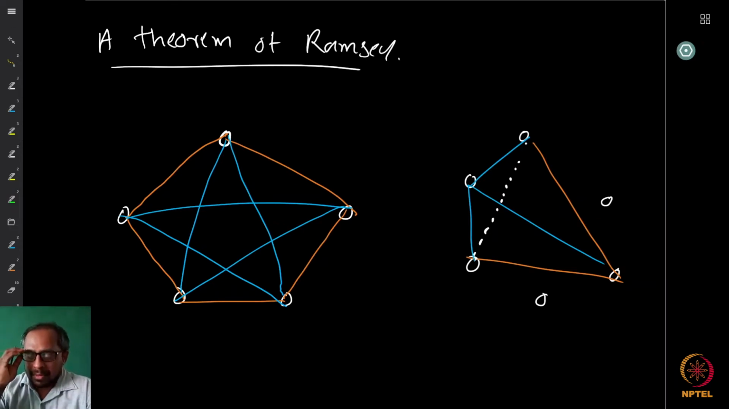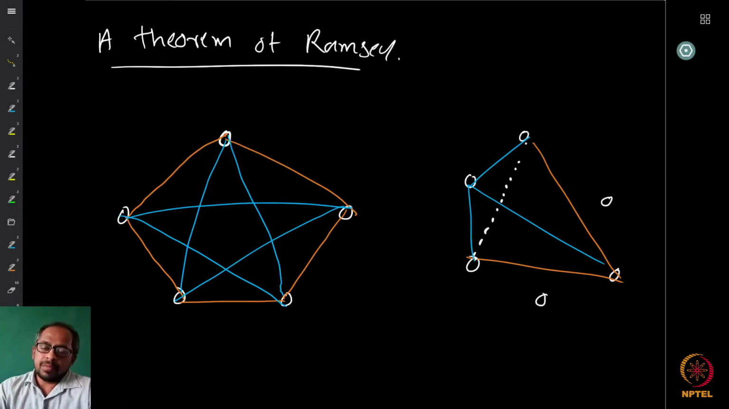is one of the starting points in a huge area in combinatorics called Ramsey theory, and there can be many generalizations of this, and these generalizations are also related to the pigeonhole principle in some sense. We will see that in a moment. Let us look at today's lecture with the more general theorem of Ramsey, and then we will see how it is a generalization of our pigeonhole principle.